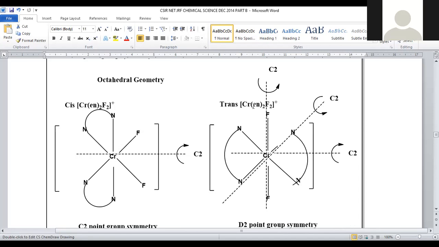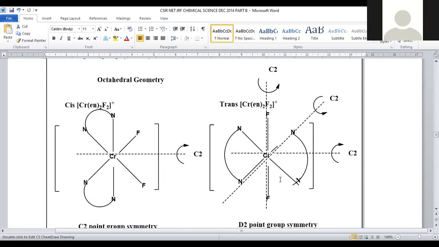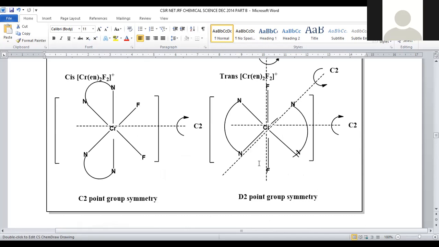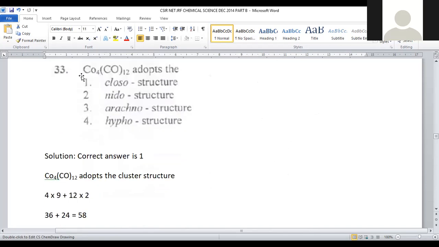EN is nothing but ethylene diamine. Being bidentate, it is used to form a chelate ring around the chromium. Being trans, you can incline these two ethylene diamine moieties in the opposite direction. Two equatorial positions are occupied by the EN, and two axial positions are occupied by the fluorine, and both are separated by a 180 degree angle, right? So this will be the trans compound Cr(en)2F2 positive. Here you can put a C2 axis in this direction. Here also C2 will be there, right? So 3 C2 axes will be there, and it will become the D2 point group of symmetry. For this trans compound, the D2 point group of symmetry is available. So this is about question number 32.